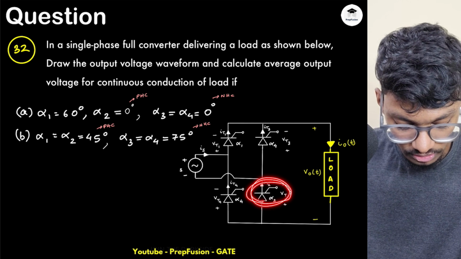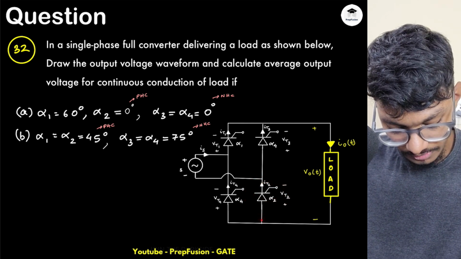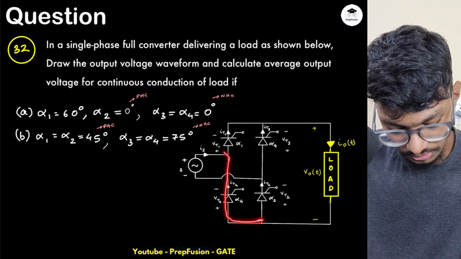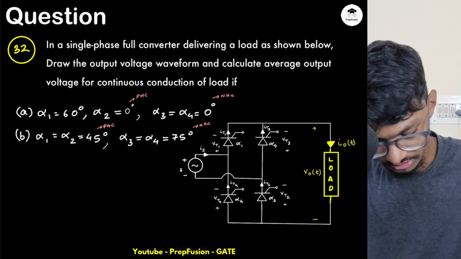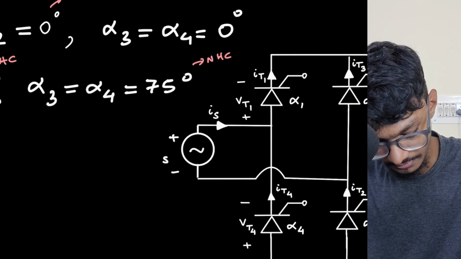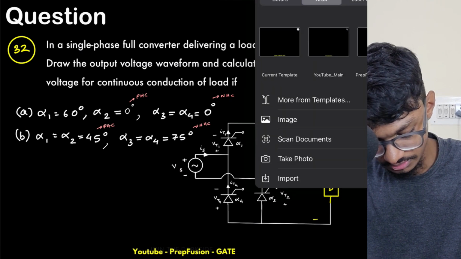Now, if this one is on, I can apply a KVL. What KVL can I apply? The KVL that I can apply is I can start from here, here, and end here, right? So basically, this is VS actually. VS has been skipped. So in case A, I'll just take a page.